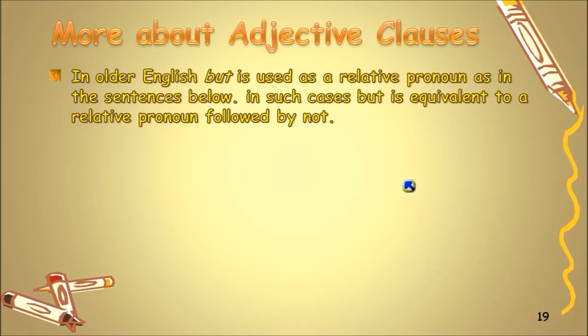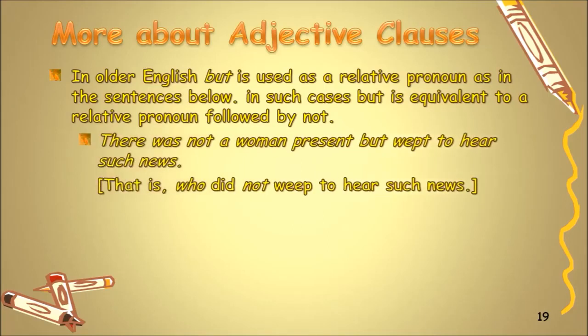In English, but is used as a relative pronoun as in the sentences below. In such cases, but is equivalent to a relative pronoun followed by not. So here, there was not a woman present but wept to hear such news. That is, there was not a woman present. Now from here you cut this, who did not weep to hear such news.